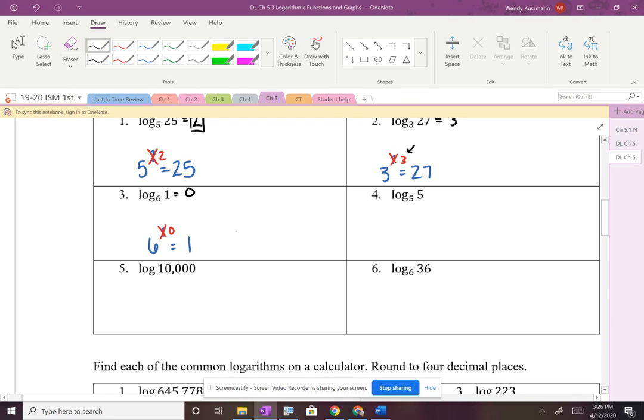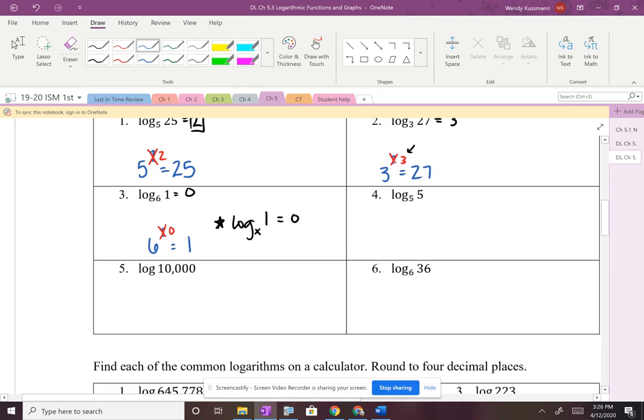If you have anything, in this case, this is kind of a special one, log base anything of 1 is 0, because anything to the 0 power is 1. Always, always, always. Let's look at the next one.